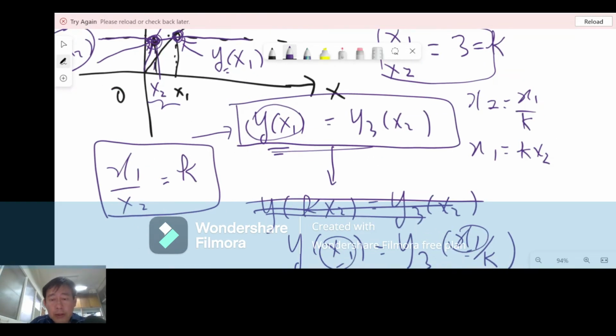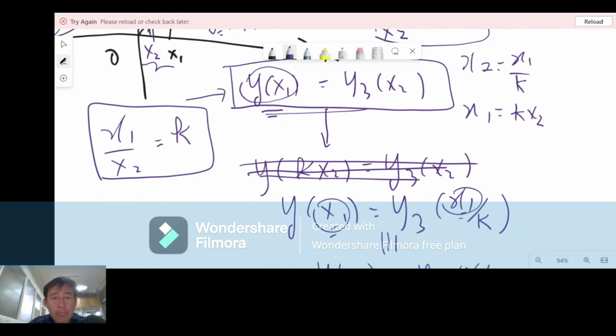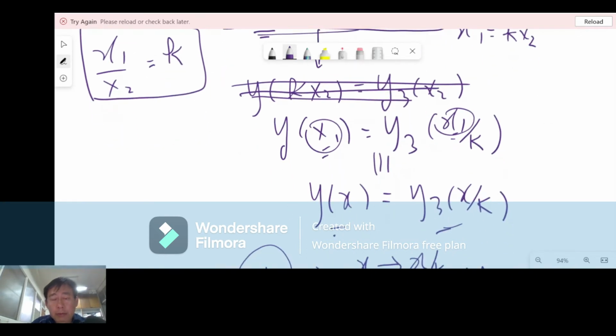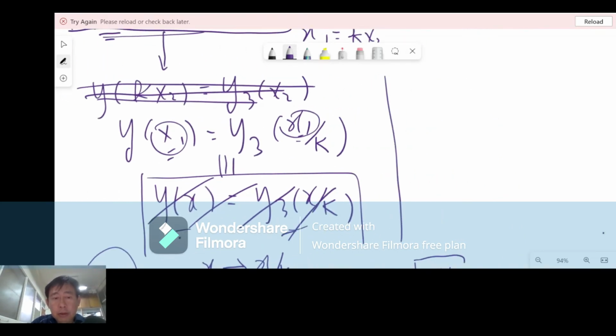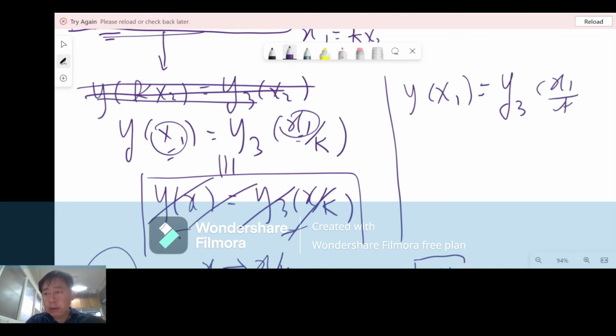Okay, so if that is the correct statement, then my statement that the value of the function y at x1 equals y3 at x2 is correct. So maybe I have done something wrong somewhere here. So let me start over again from here. The correct statement is that the function of y at x1 has the same value as the compressed version y3 at x1 over k.